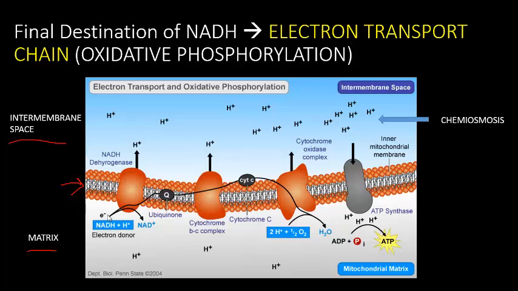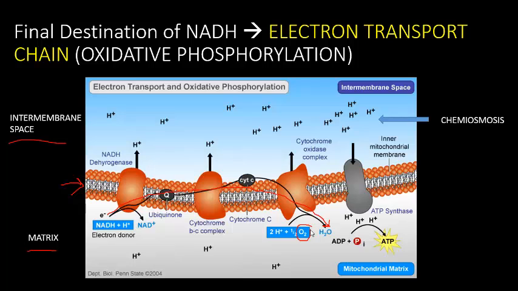The electrons are going to be pulled down the electron transport chain. They're being pulled down by oxygen. The only purpose of oxygen is to act as the final electron acceptor. All these electrons that began with glucose are all going to end up with oxygen, and that's because of oxygen's electronegativity.